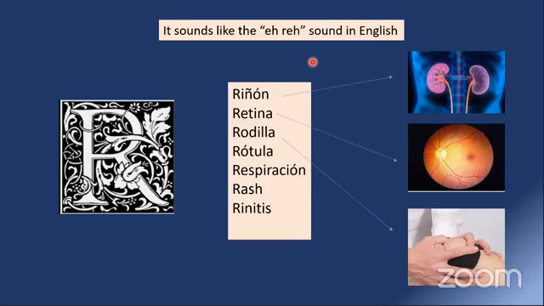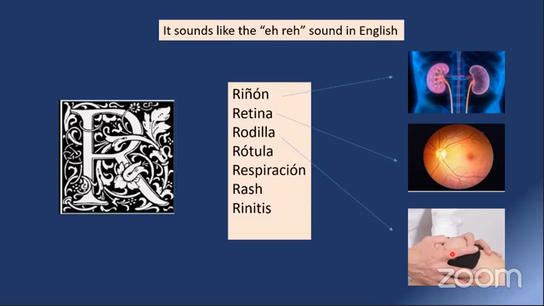Let's learn how to say kidneys. Riñón. In plural, riñones. Riñón, riñones. It's not retina, it's retina. Retina. And the knee is rodilla. And the little bone here that he's touching is rótula, the patella, the kneecap, rótula.